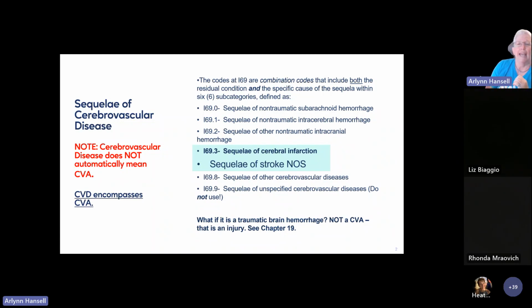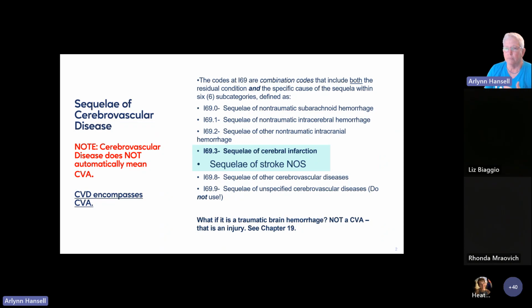The CVA is the accident, cerebral vascular accident. Something went oops, right? So these I-69 codes, which we know are our stroke codes, are combination codes. They include both the residual condition, because of this accident, what did it leave behind, and the specific cause of that sequela. And we have all these categories. Now, when we are coding stroke, you should be thinking you're in that I-69.3 category, which says sequela of cerebral infarction. That's another word you really want to get tucked into your brain, infarction. And it's also the code for sequela of stroke, not otherwise specified.